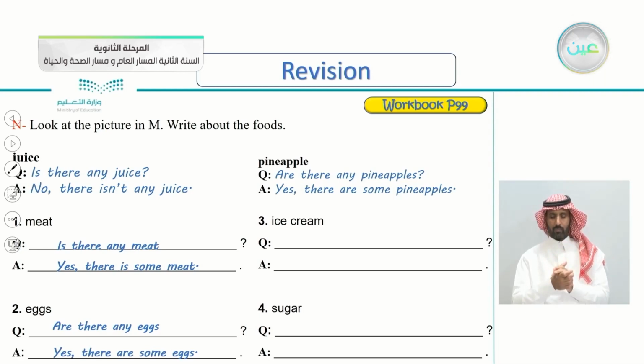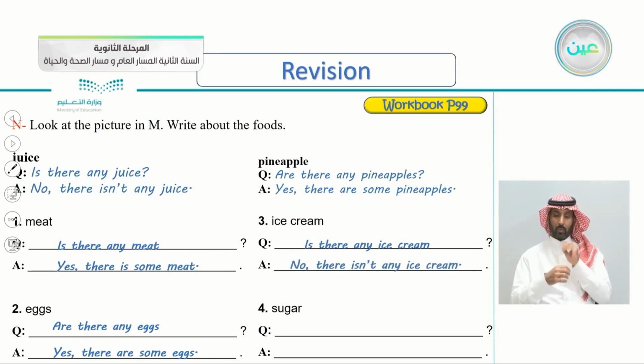Number 3, ice cream. Very good. Is there any ice cream? Is, because ice cream is non-count. Is there any ice cream? Yes or no? No, there isn't any. We used any because it is negative. There isn't any ice cream. Sugar. Sugar, do we say is or are?